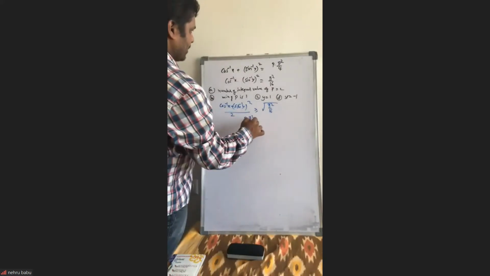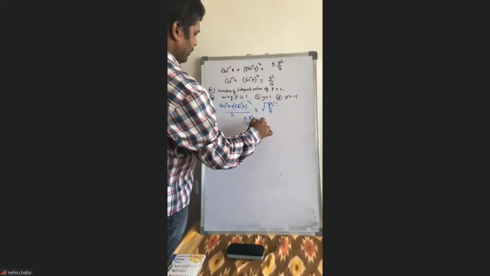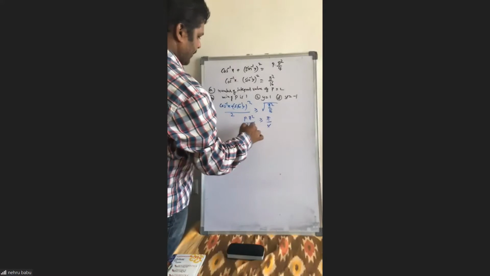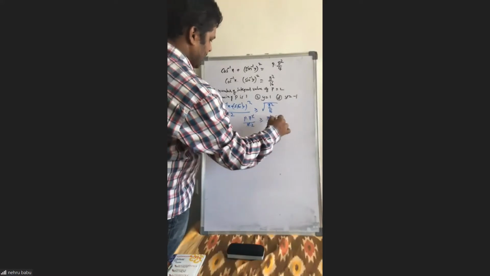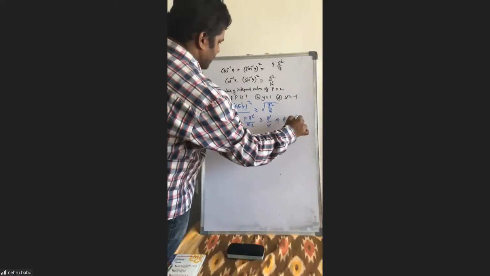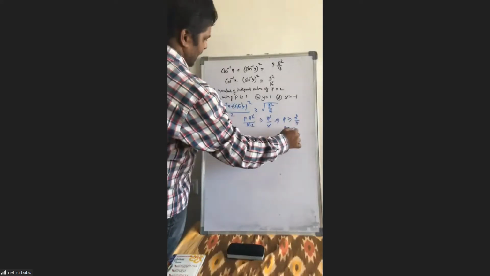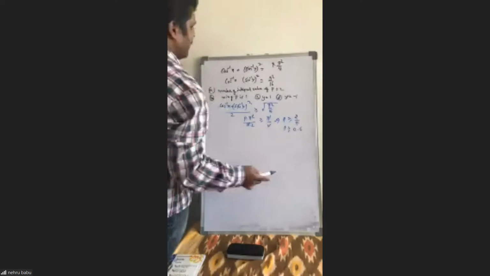And here p into pi square by 4 is greater than or equal to pi by 4, which is 1. So these two things are cancelled. Here p is greater than or equal to 2 by pi, which is 1. 2 by pi, no doubt, p is greater than or equal to 0.6 is coming.